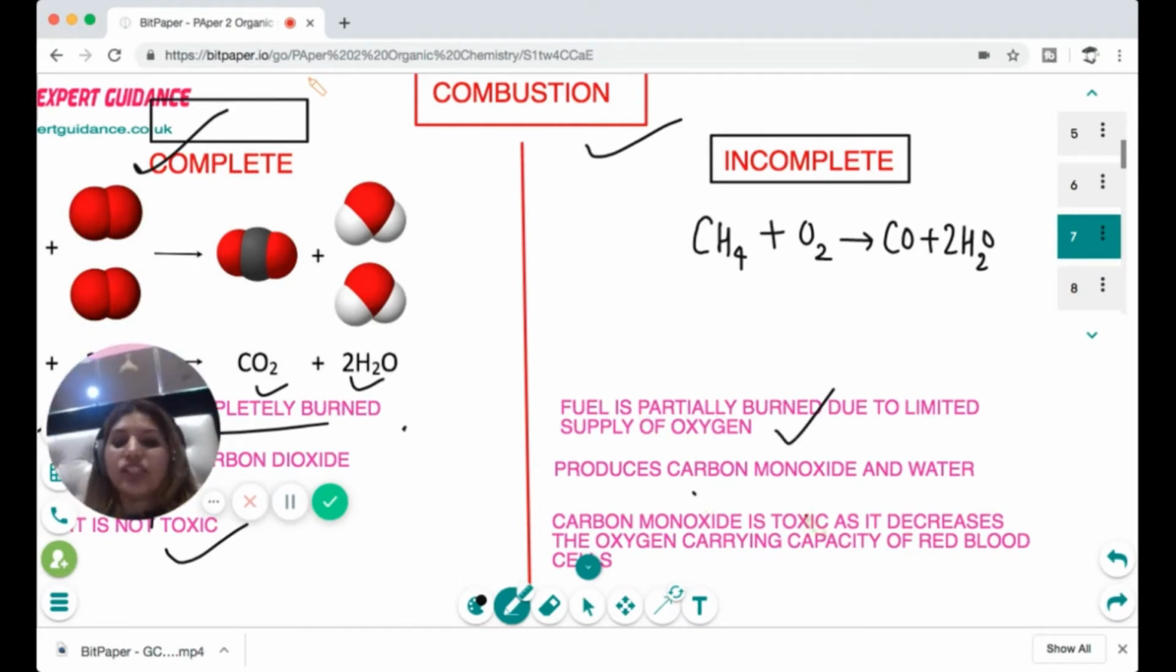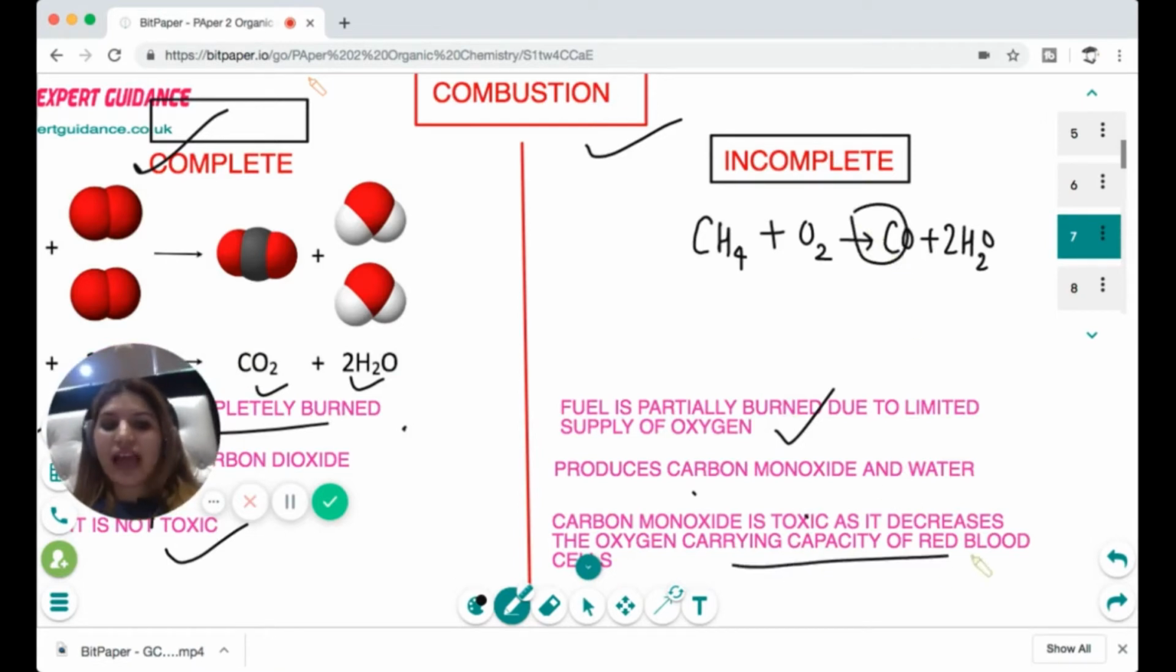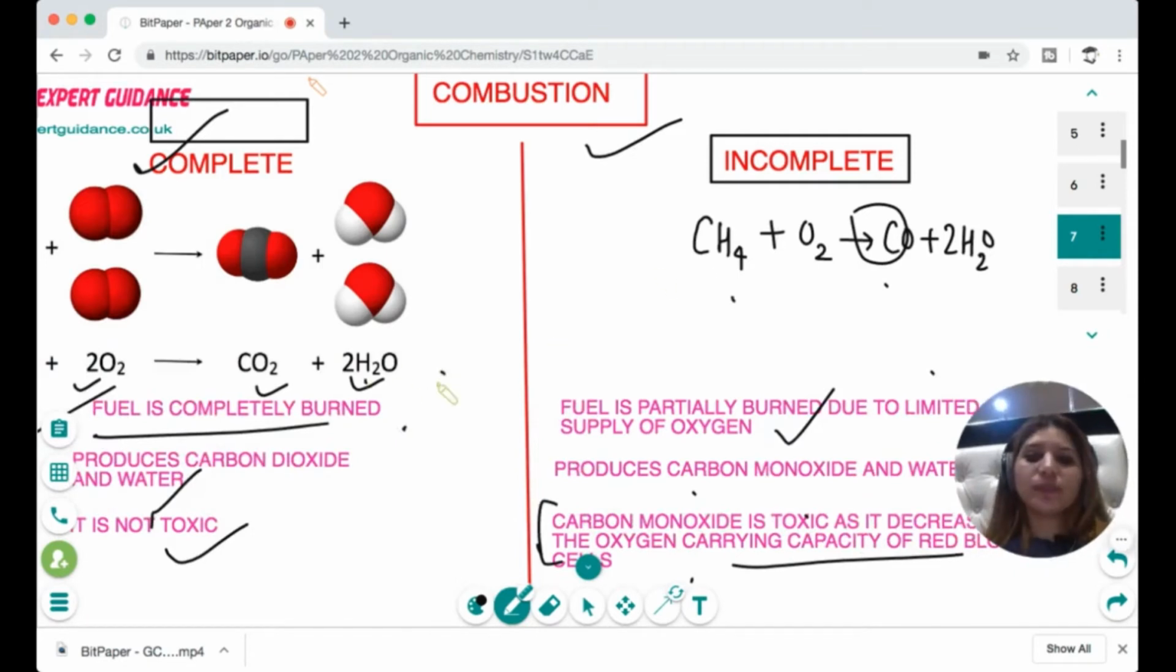Now, it is toxic as carbon monoxide is a toxic gas. It decreases the oxygen carrying capacity of the red blood cells. Therefore, it is very harmful. So incomplete combustion is harmful. In the exam, you should be able to write the equations of complete and incomplete combustion. Remember, in complete combustion, write carbon dioxide and water, and in incomplete combustion, write carbon monoxide and water, and balance the equation.